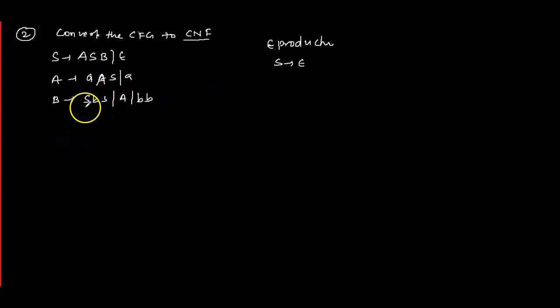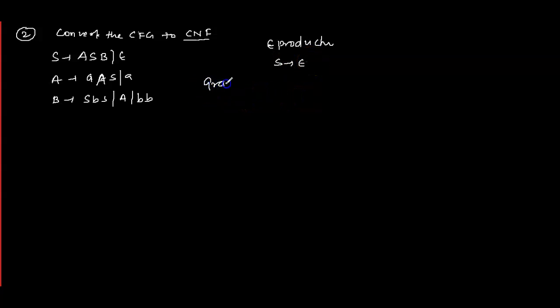Here epsilon and epsilon I will put, so B will be the remaining. In A I cannot put anything because A is not epsilon, and B also we cannot put because this is terminal. So only one production is there, which is S. Only one epsilon production is there, which is S, right?